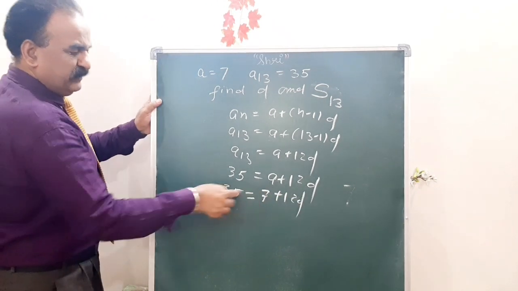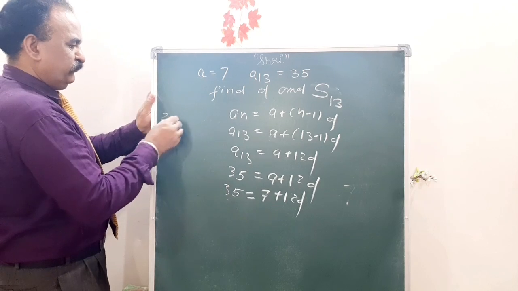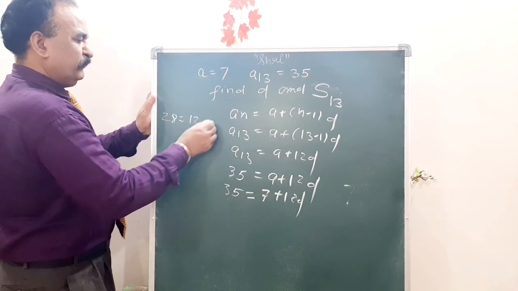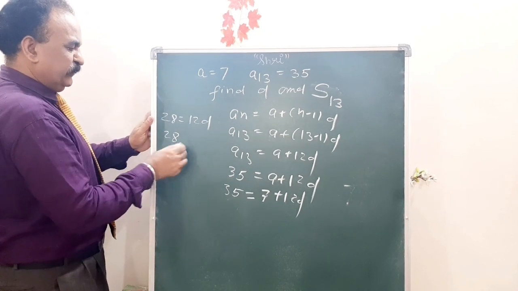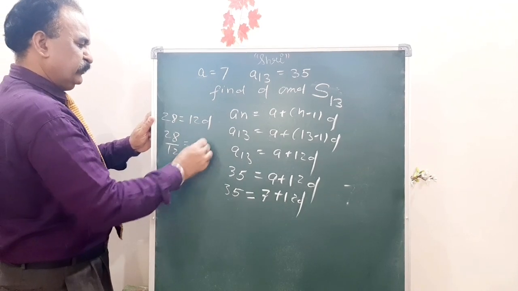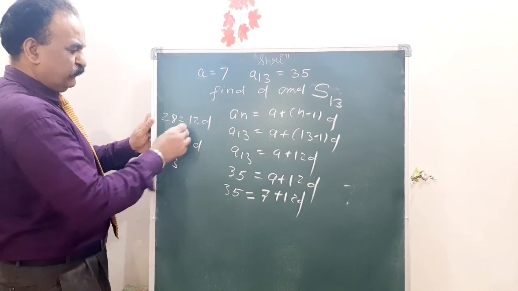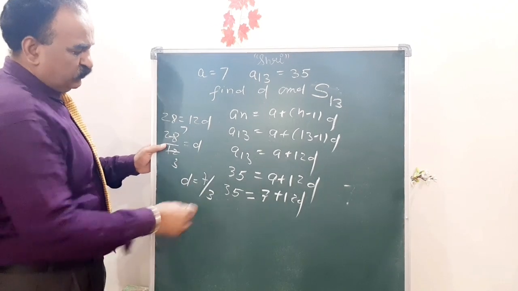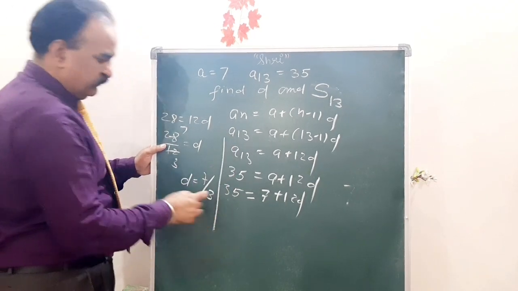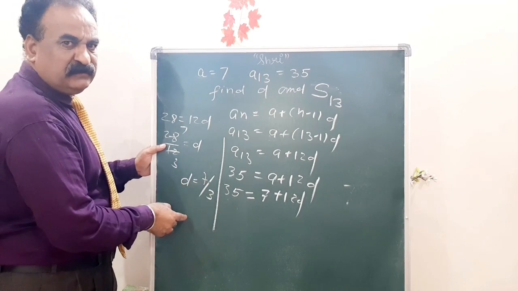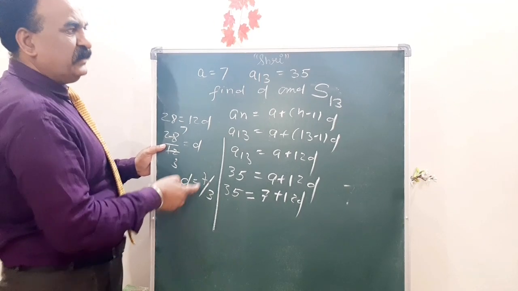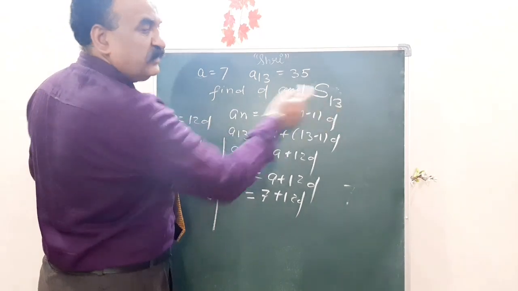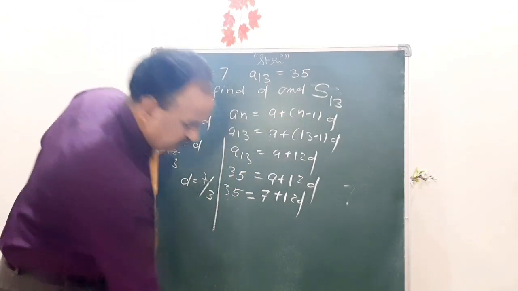It means 35 minus 7 means 28. So 28 equal to 12d. So 28 upon 12 equal to d. 4 7s are 28 now. So d is equal to 7 upon 3. The common difference, d is equal to 7 upon 3. Okay. Now what we have to find? The sum of 13 terms. Let us see.